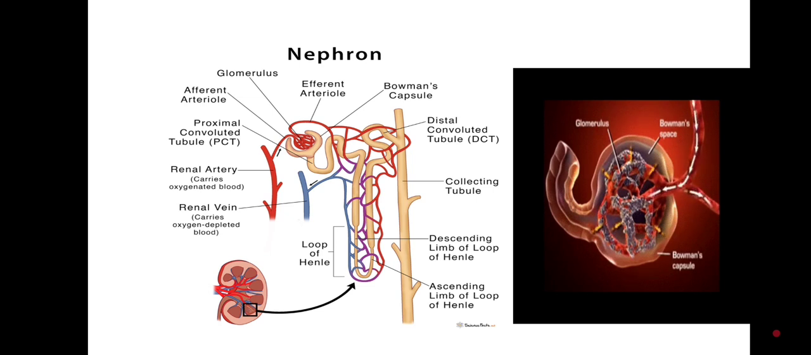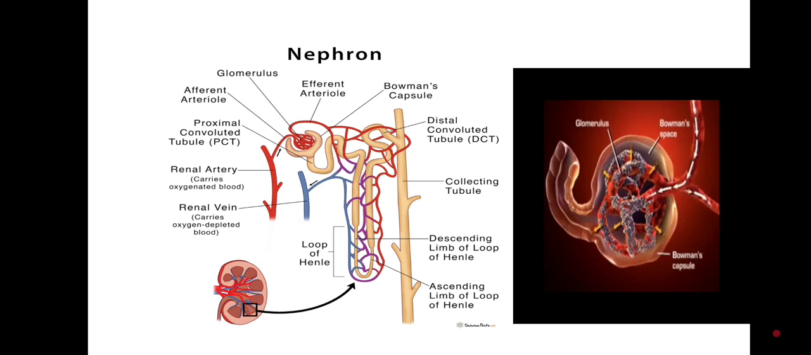So, we will study regarding the urine formation. The urine formation occurs in three processes. The first one is the glomerular filtration, second one is the tubular reabsorption, and third one is the tubular secretion.